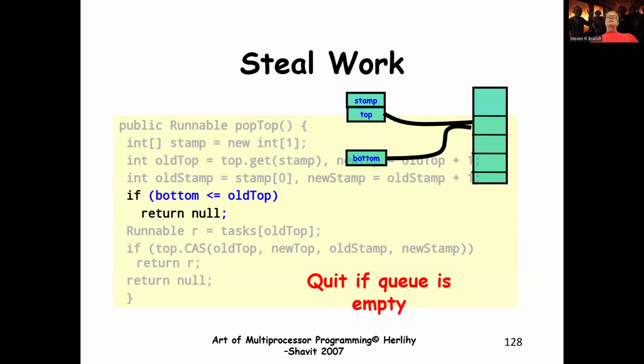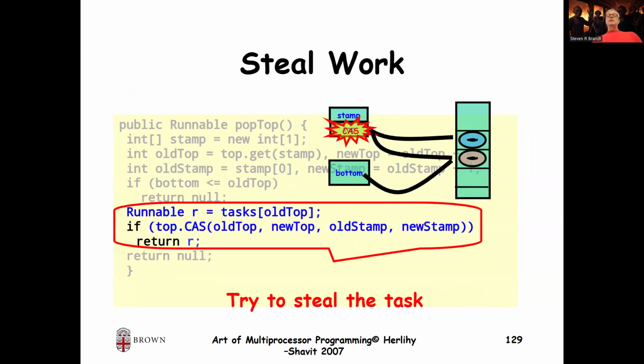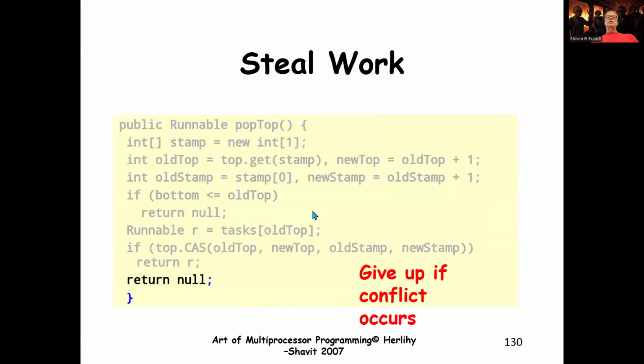So if the bottom is less than or equal to the old top, that means that there's no work in the queue and there's nothing to steal. And so I just return null. So pop top fails by returning null, if you will. On the other hand, if there's work in here, then I take the runnable task that's at old top, and then I attempt to CAS old top, new top to old stamp, new stamp, right? And if I do that and I succeed, then the task is mine and I run it. And if not, I return a null.